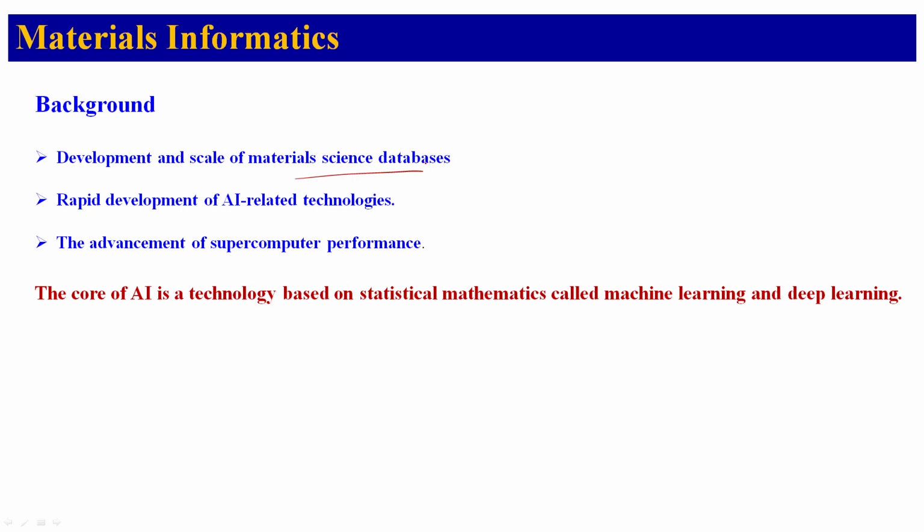So, the core of AI technology is based on the statistical mathematics called machine learning and deep learning, we have already discussed, right. So, if I have to put together how we are going to discuss, first we need to discuss what material science databases we have and what we need to create, and then how to use AI based technologies to extract information from the databases, and finally whether we can use supercomputers to do that. These three aspects are the basic background of the discussion.